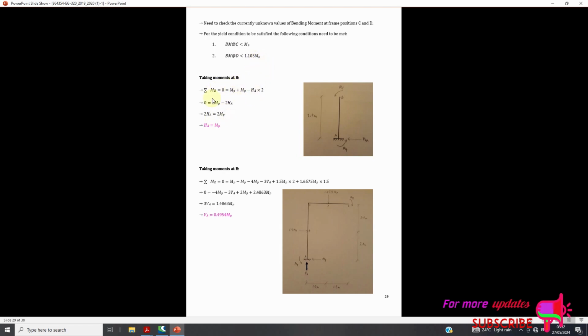Taking moments at B, using that algebraic equation, you get that HA is equal to MP. Taking moments at E, using this algebraic equation, you get that VA is equal to 0.4954 MP.